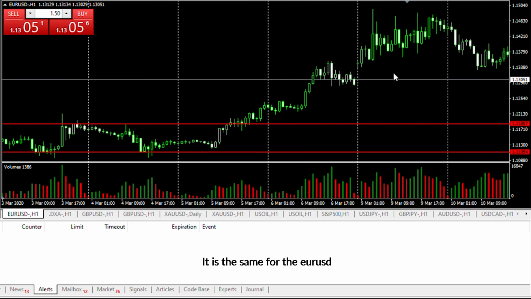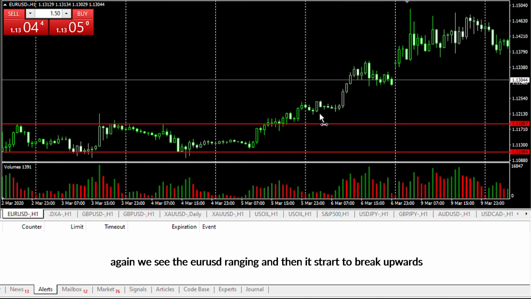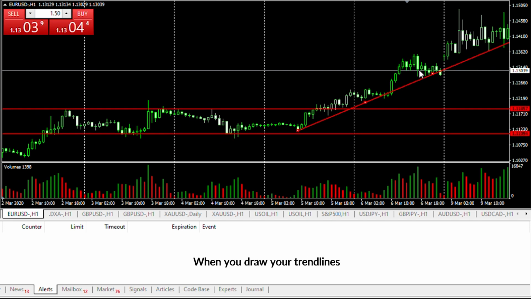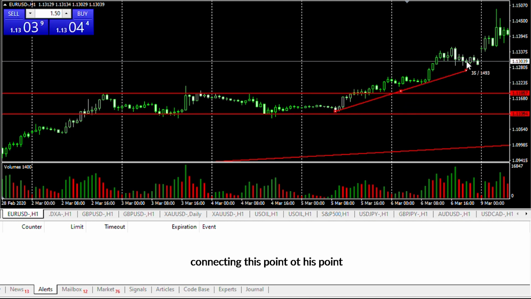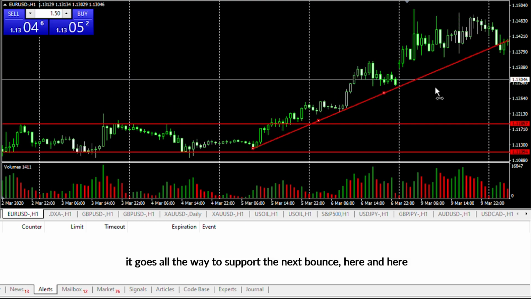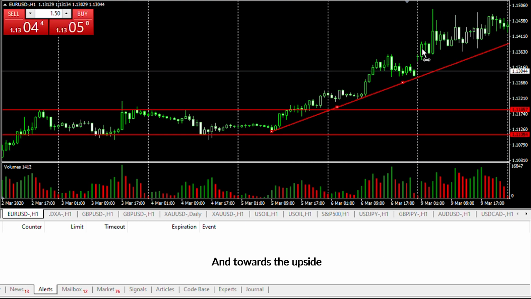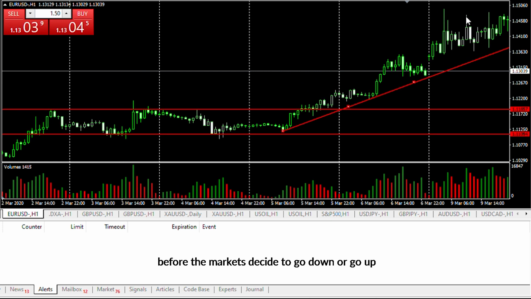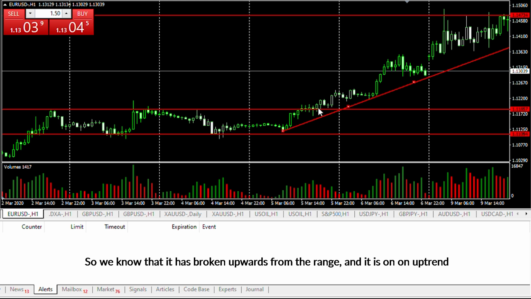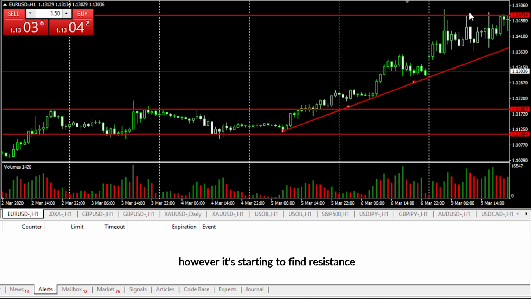It's pretty much the same for the euro dollar. Again, you see the euro dollar ranging, and then it starts to break up. Okay, so when you draw your trend lines, let's say you just draw it as simple as this, connecting this point to this point, this point to this point. Of course, when you extend the ray, it goes all the way to support the next bounce here and here, and towards the upside, before the markets chose to go down or go up, you can see that it has been finding resistance, horizontal resistance. So we know that it's broken up, it's on the uptrend, but however, it's starting to find resistance.